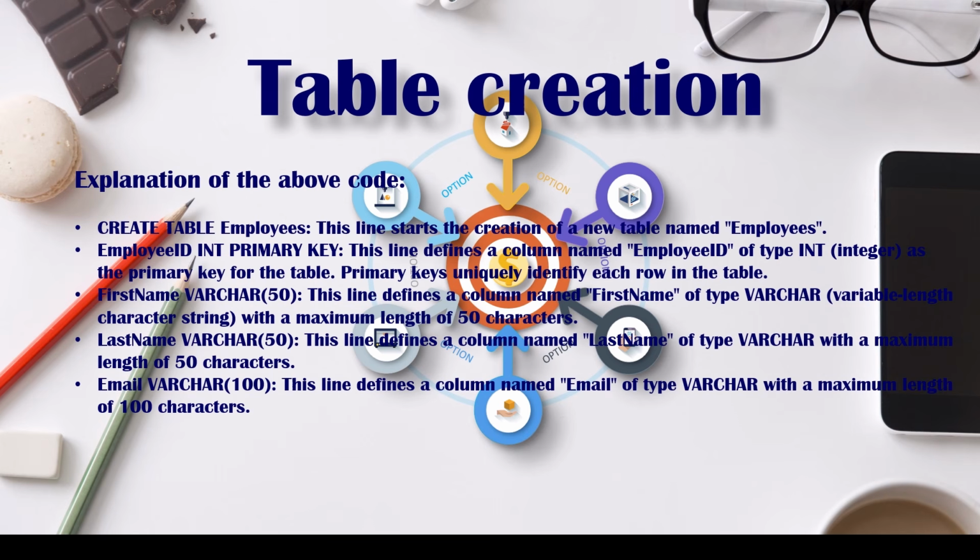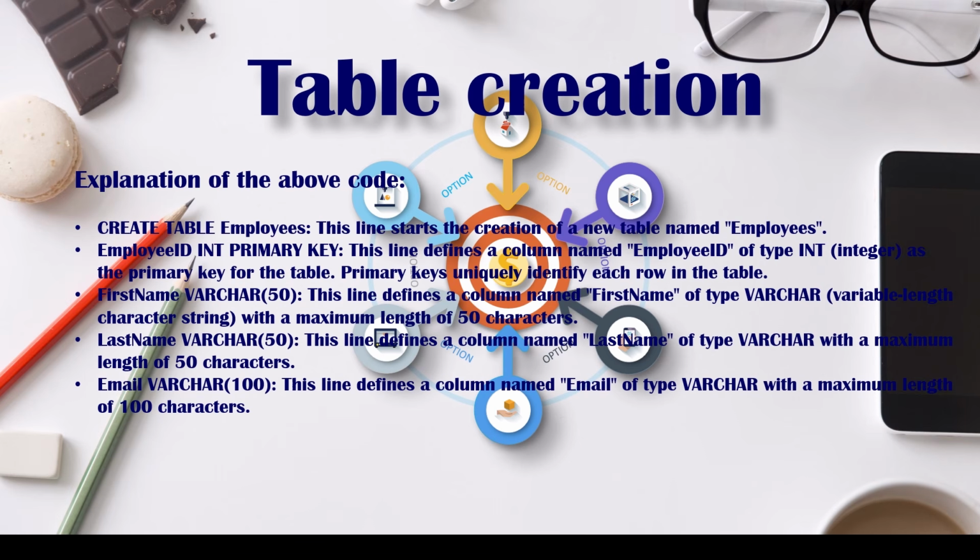Explanation of the above code. Create table employees. This line starts the creation of a new table named employees. Employee ID int primary key. This line defines a column named employee ID of type int, integer, as the primary key for the table. Primary keys uniquely identify each row in the table.